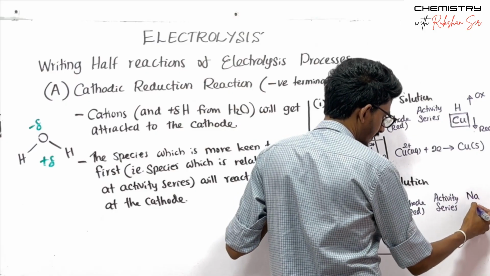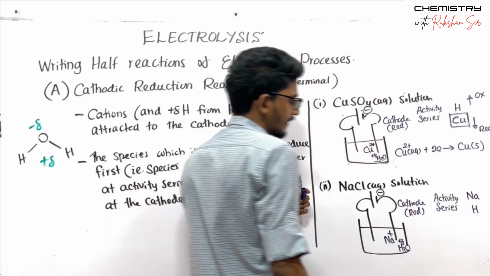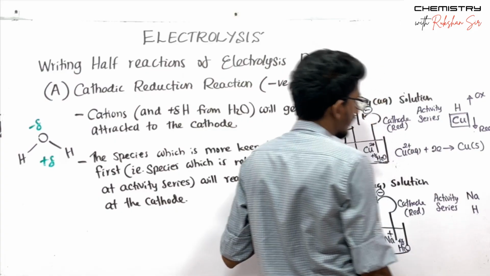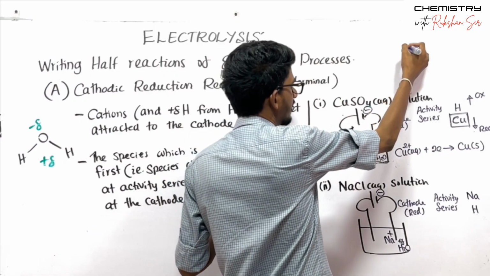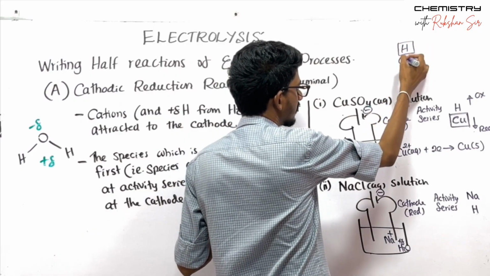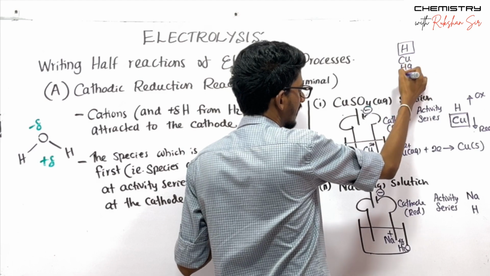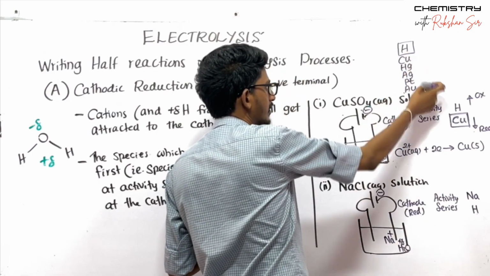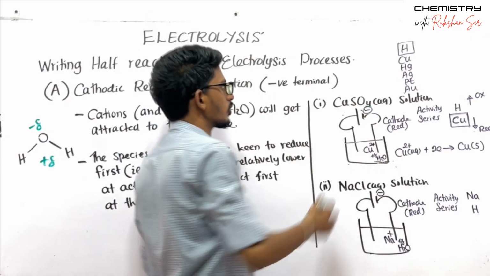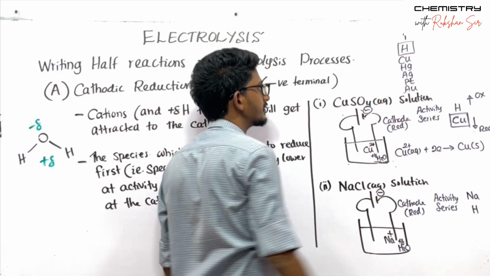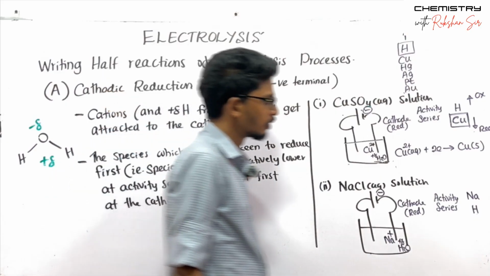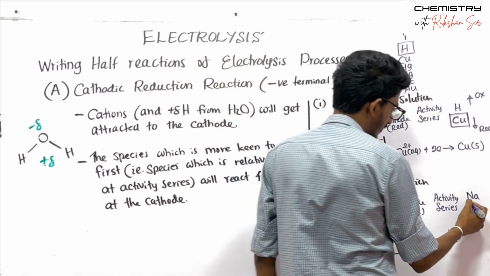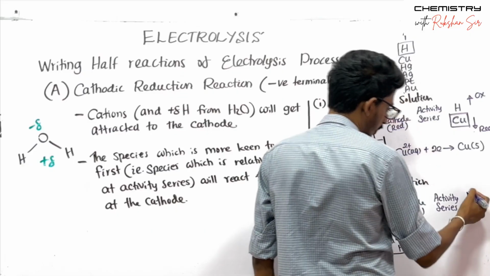Sodium is above and hydrogen is below. So sodium is situated above hydrogen in the activity series, right? When it comes to the activity series, below hydrogen only 5 elements are available: copper, mercury, silver, platinum, gold. Only these 5 are below hydrogen in the activity series. All other things are above hydrogen. So sodium comes above hydrogen, which means hydrogen is the one which is relatively lower in the activity series out of sodium and hydrogen.